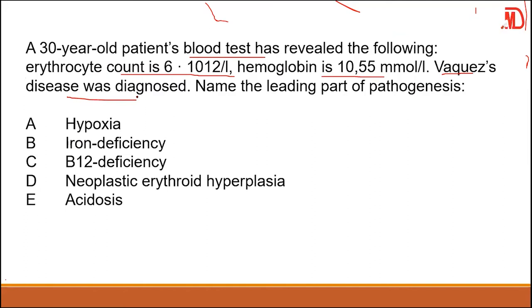Oh, you've forgotten. Polycythemia. Exactly. This is polycythemia, or primary polycythemia. Another name for Vaquez disease is polycythemia. And this is simply characterized by an excess of red blood cells caused by overproduction by the bone marrow. Isn't it?